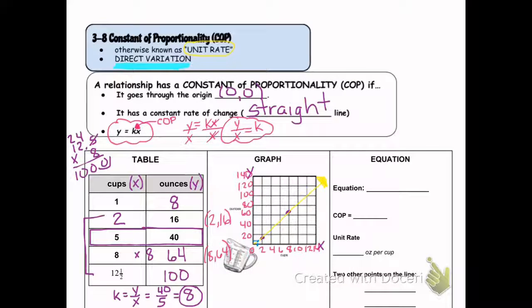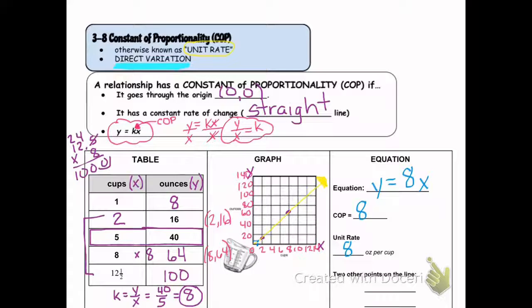Now I can also show this as an equation. So our equation would be y equals 8 times x. Your constant of proportionality is 8, so k equals 8. Your unit rate, you could express that as 8 ounces per cup.